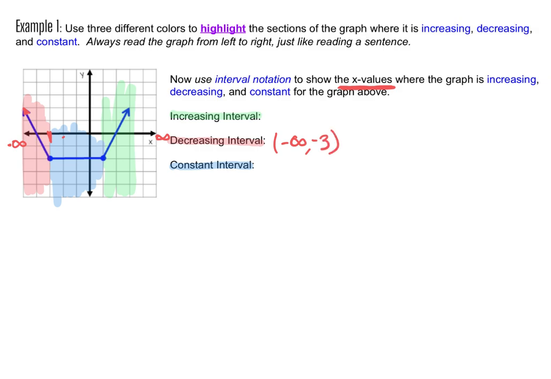Then we're going to go into our blue section, which is a constant interval. So we're going to determine that at -3, because that's where we change from decreasing to constant, all the way up to +1, because this is the location where now we are switching from the blue to the green.